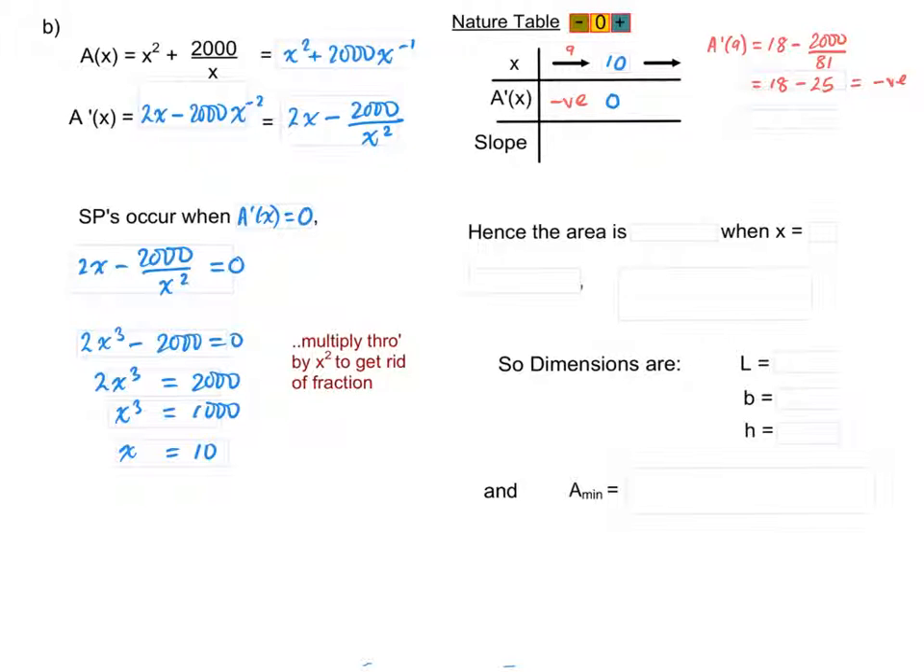Then we need to consider something slightly bigger than 10, like 11. So when we put that into it, we get 2 times 11 is 22. Take away 2000 over 11 squared, which is 121, which gives us 22 take away something round about 16, which gives us a positive answer.